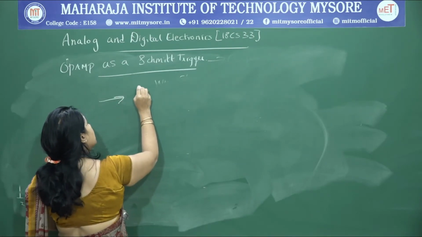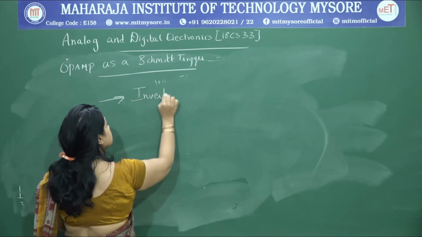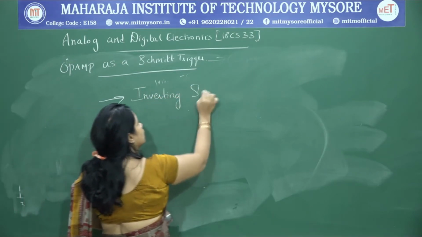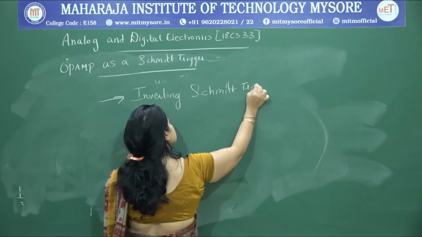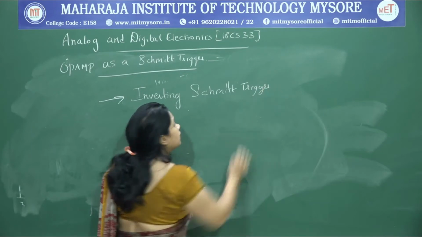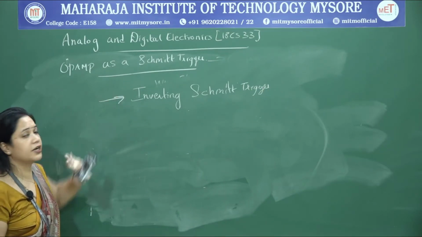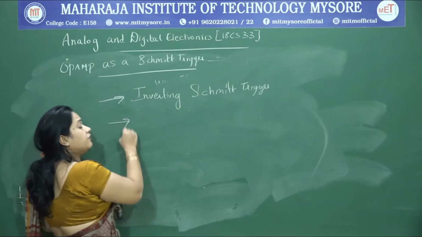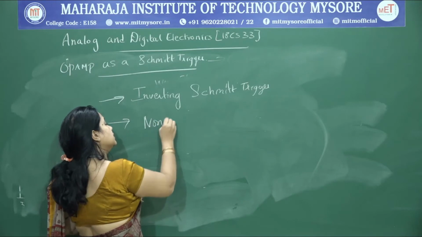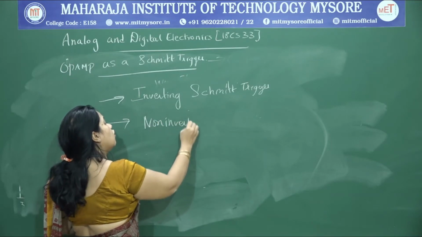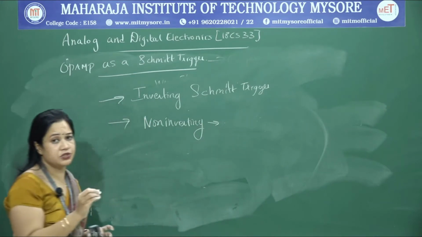The first one is the inverting Schmitt trigger. If you are applying the input to the inverting terminal of your op-amp Schmitt trigger circuit, we call it an inverting Schmitt trigger. And if you are applying the input to the non-inverting terminal of the Schmitt trigger circuit, we call it a non-inverting Schmitt trigger.